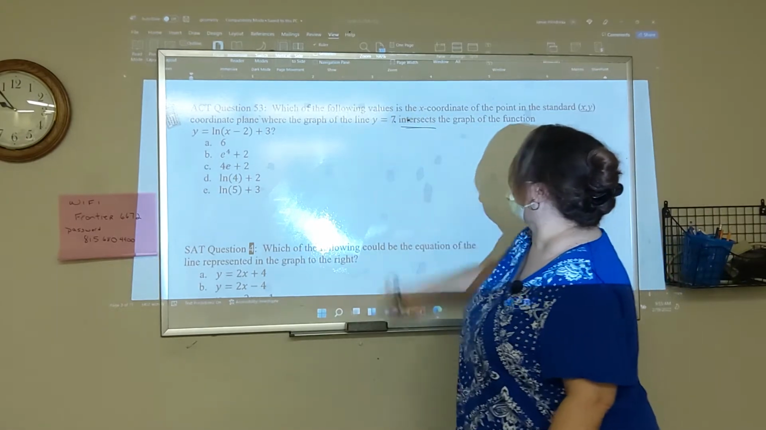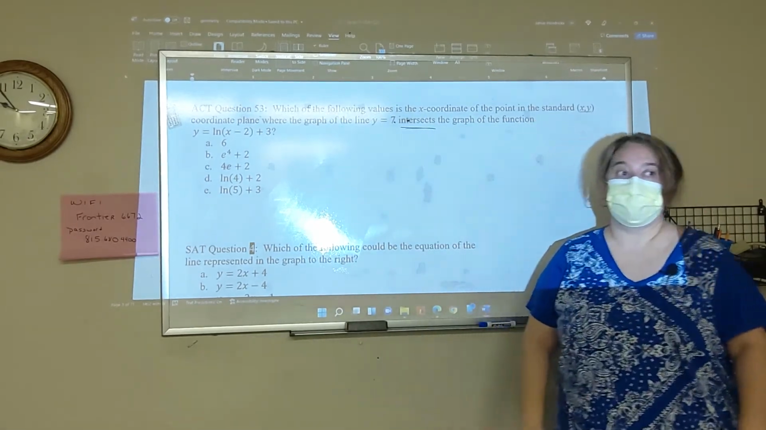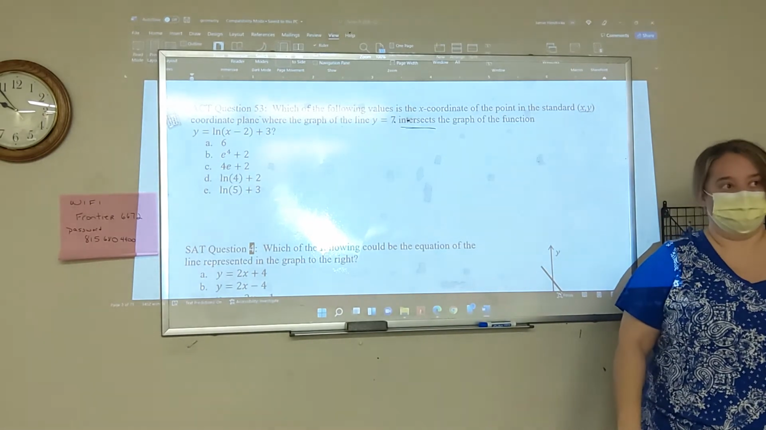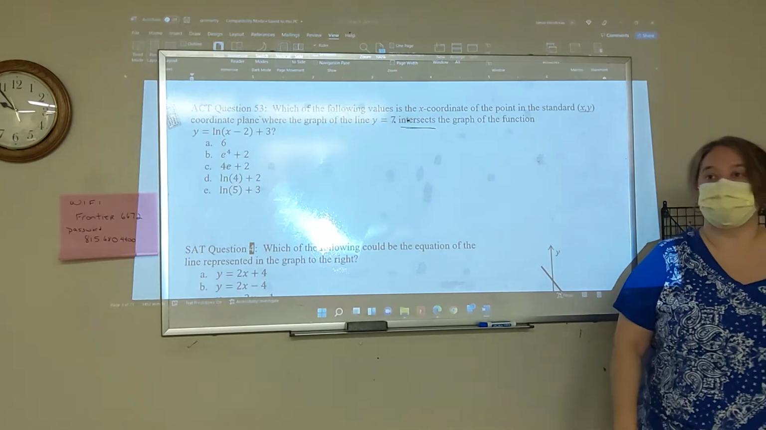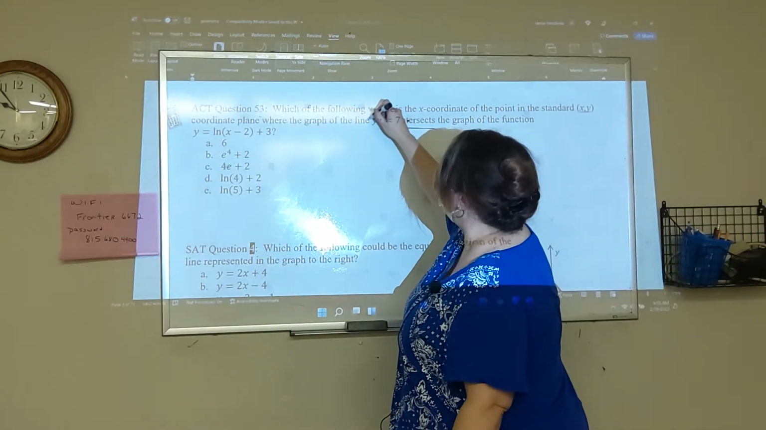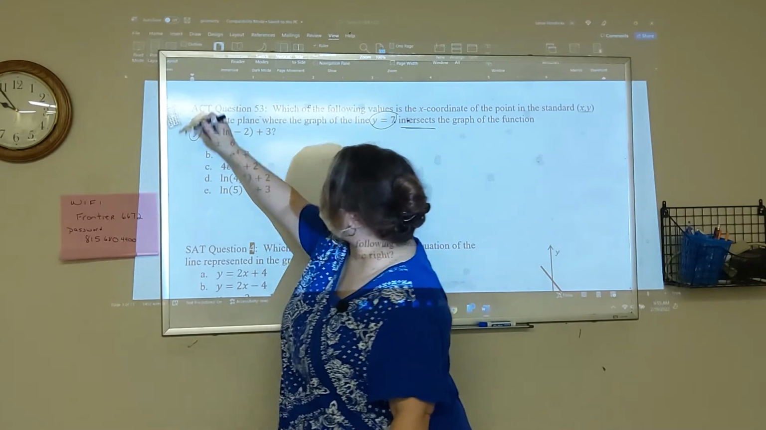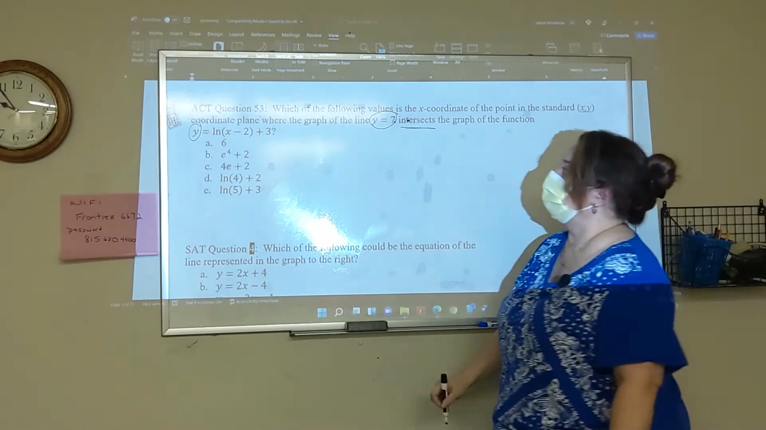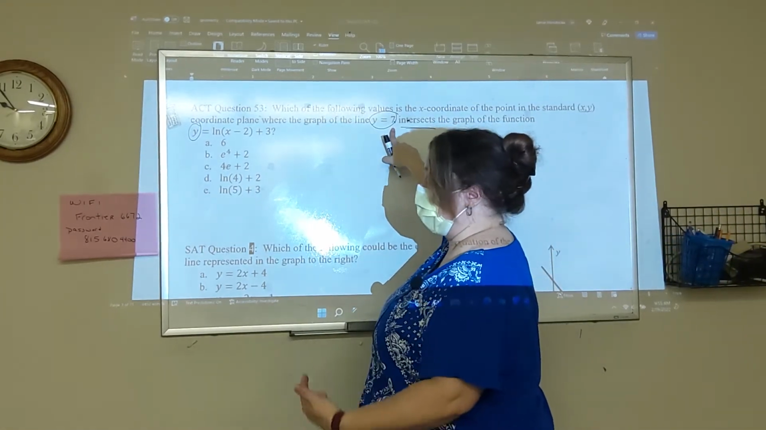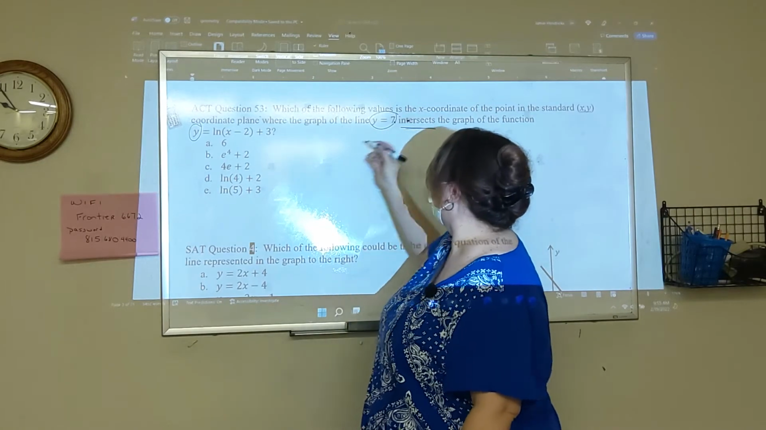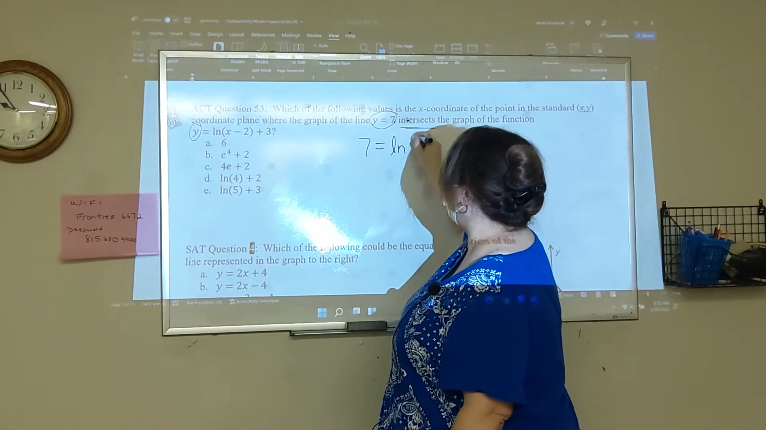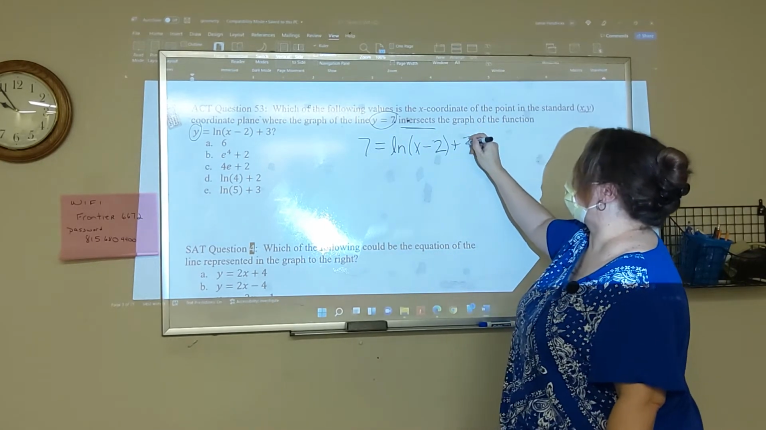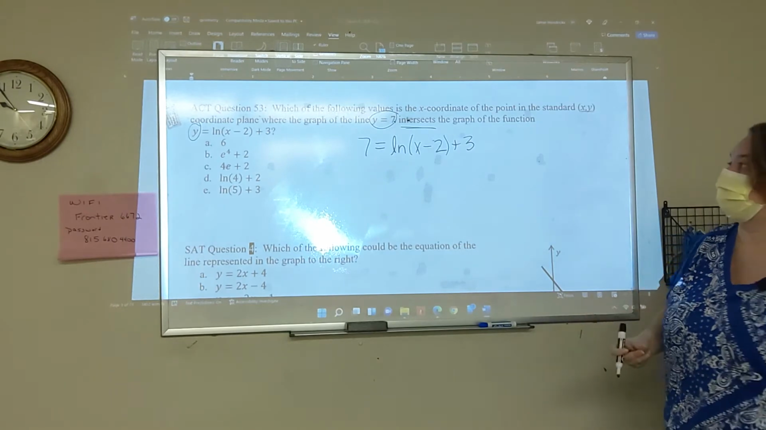Here's the important part. We're talking about an intersection here. Anytime two equations intersect, that means that their x values and their y values are equal at that point. How does that help us? It means this y right here is equal to that y right there. So you can substitute it in. So that means y, or 7, is going to be equal to this messy equation. So 7 equals the natural log of x minus 2 plus 3. And that's the equation I have to solve.